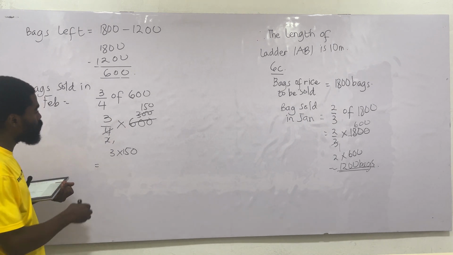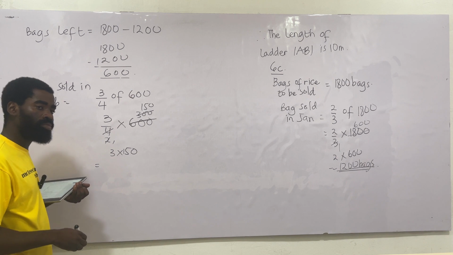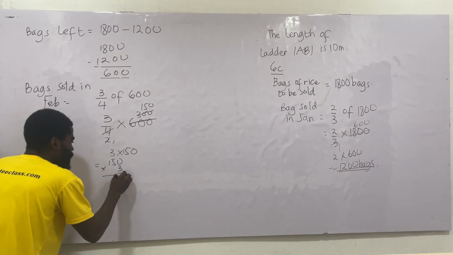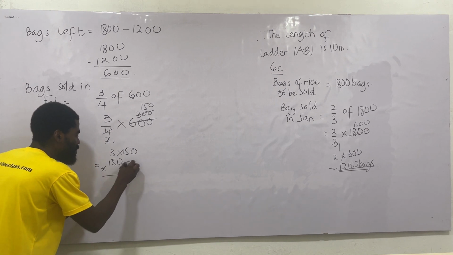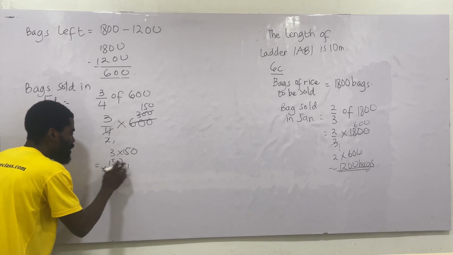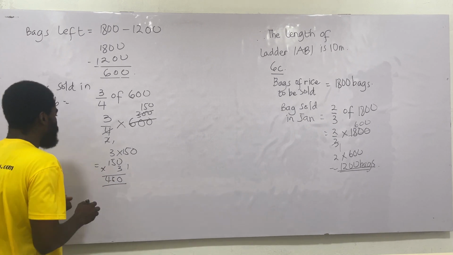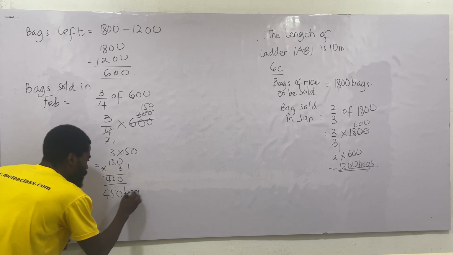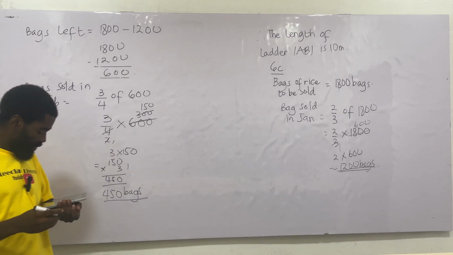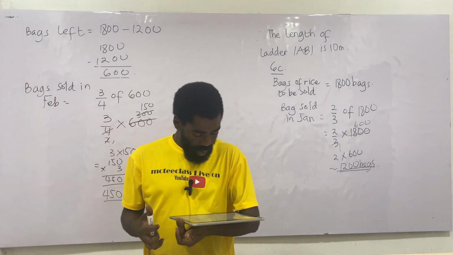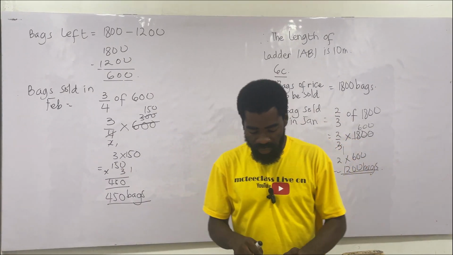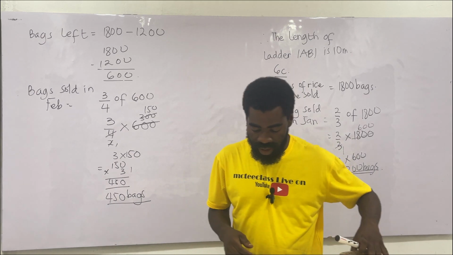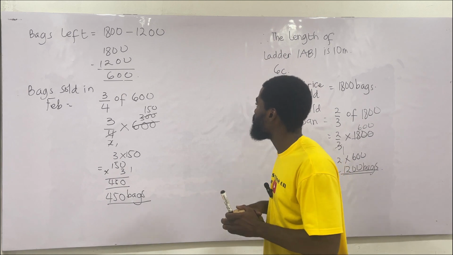So I know the bags that were sold in February. So let's multiply 150 by 3. This gives me 0. 3 times 5 is 15, I put 5. Remember 1. 3 times 1 is 3, plus 1 gives me 4. So that means in February he sold 450 bags. 450 bags were sold. Okay. Now, question 6CI: what fraction of the stock of rice did he sell in February?